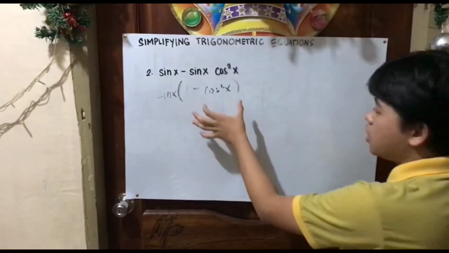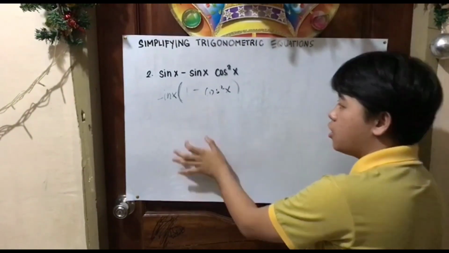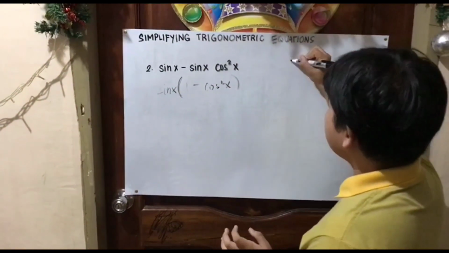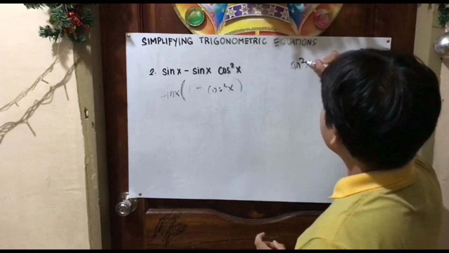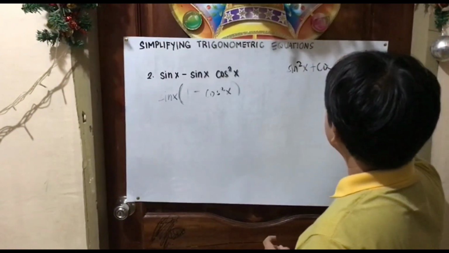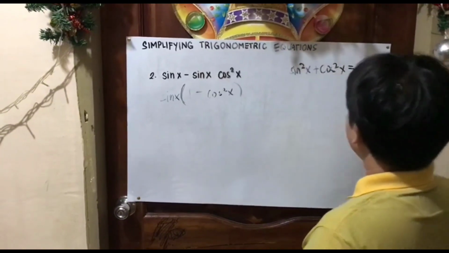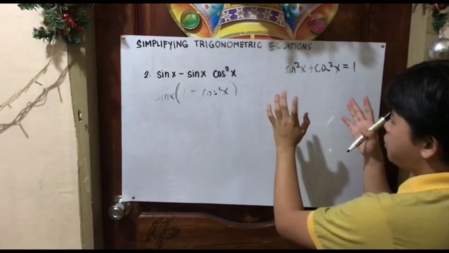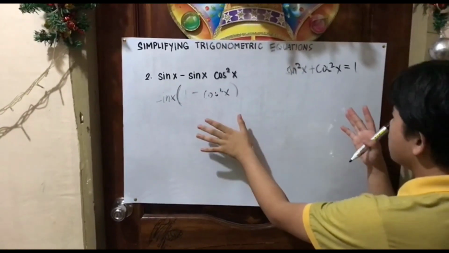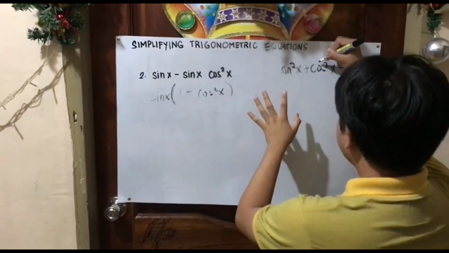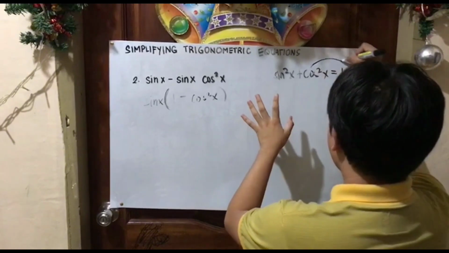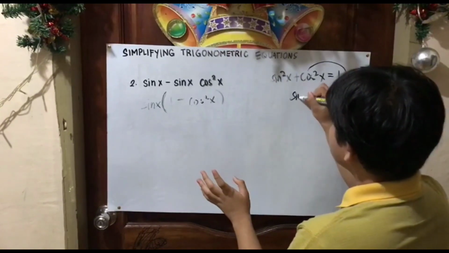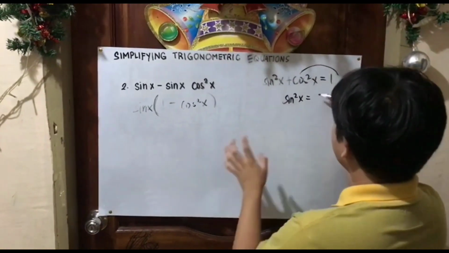As you can see, we have here an identity, 1 minus cosine squared x. From the Pythagorean identity, sine squared x plus cosine squared x is equal to 1. By manipulating this equation, we can get the equivalent for 1 minus cosine squared x. By moving the cosine squared x to the other side, this will be sine squared x is equal to 1 minus cosine squared x.